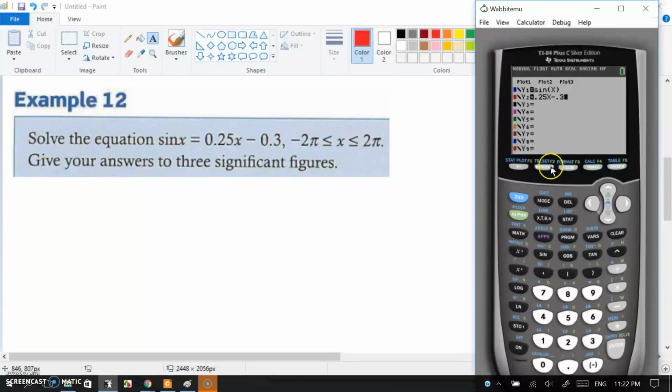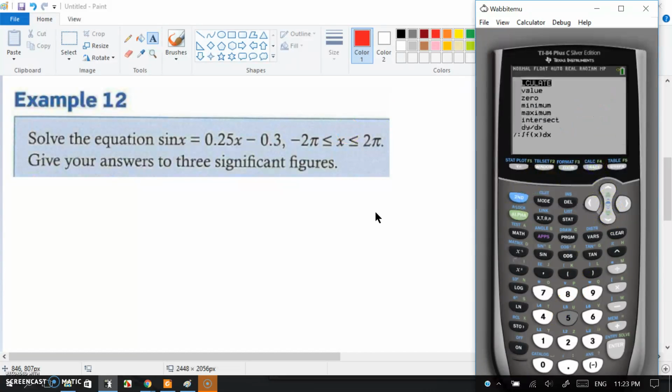Before I click on the graph, I'm going to go to my window, because right now my x min and x max, my minimum is negative 365 radian, which is not correct, because that should be negative 2 pi radian, and the maximum should be 2 pi radian. For the y min and y max, we'll keep that for now. This is the sine x graph in radian mode. The blue line represents sine x, and the red line is my linear line. We have 1, 2, 3 solutions.